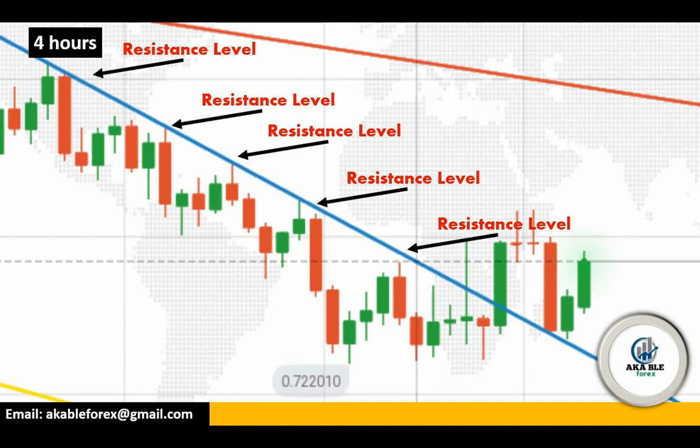Okay, so this is the 4-hour trend line. You see, we have observed everything already. We can see the blue line, which is our resistance. We can see that any time the market approaches the blue line, it comes down, right? Which means that the blue line is truly a resistance level, and we have more than three resistance levels here, right? You can see it on the screen. So now let's move on.